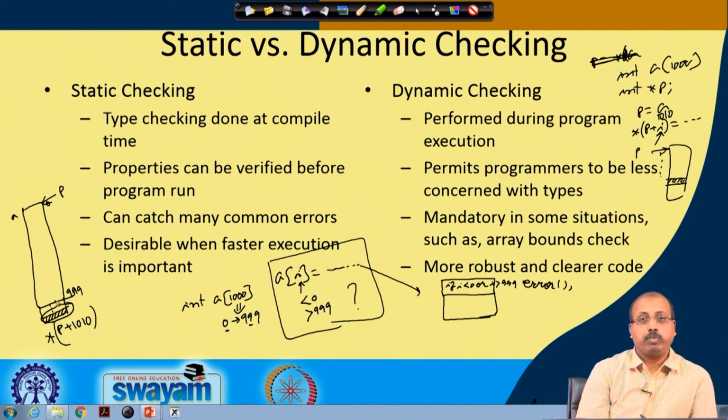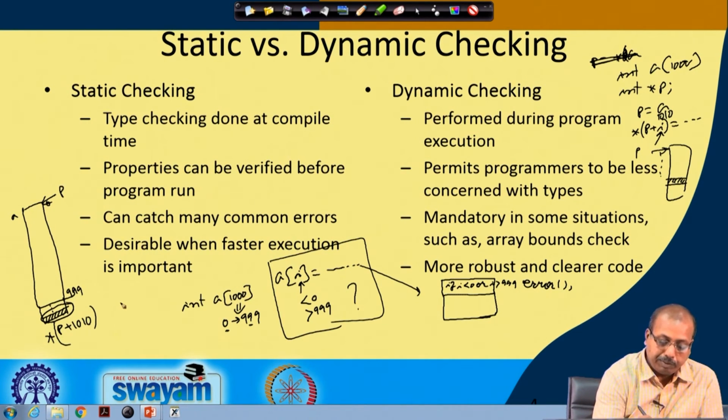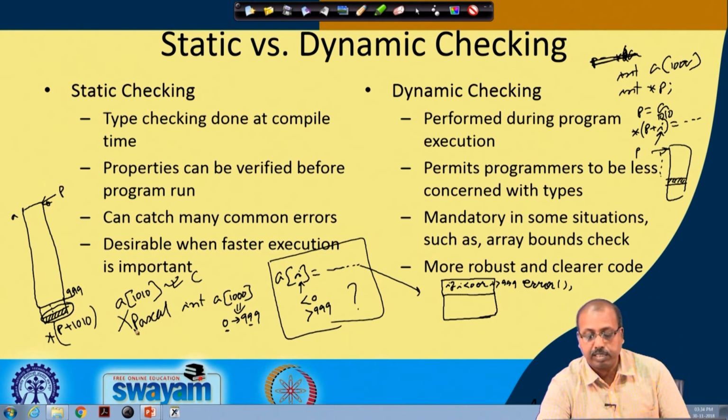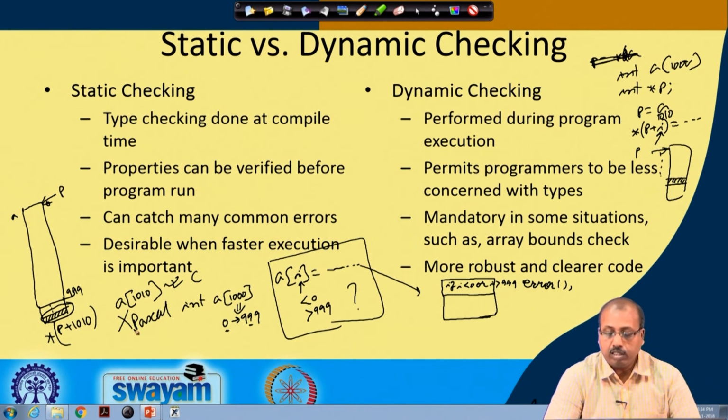Whereas this is not possible in a strongly typed language like Pascal, where you do not have this type of pointer-based access. Even if you write A[1010], in the C language this will be accepted, whereas in a language like Pascal this will not be allowed. So whether the array bounds check will be there or not depends on the programming language.